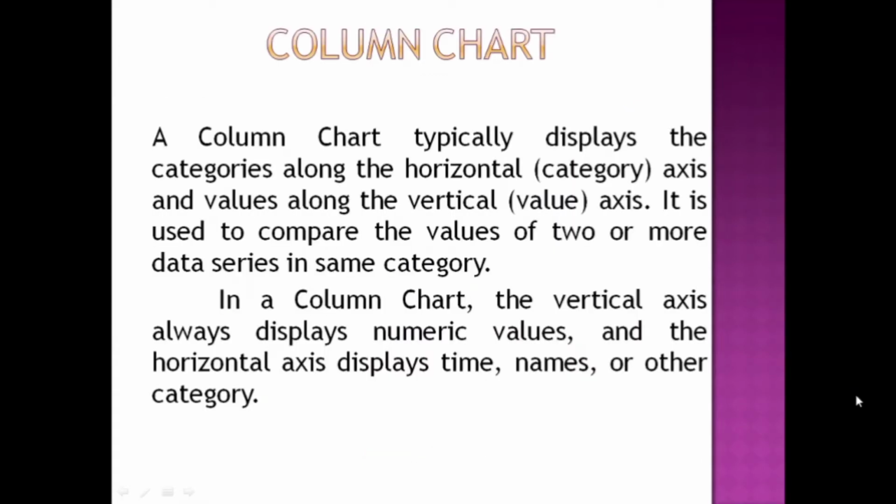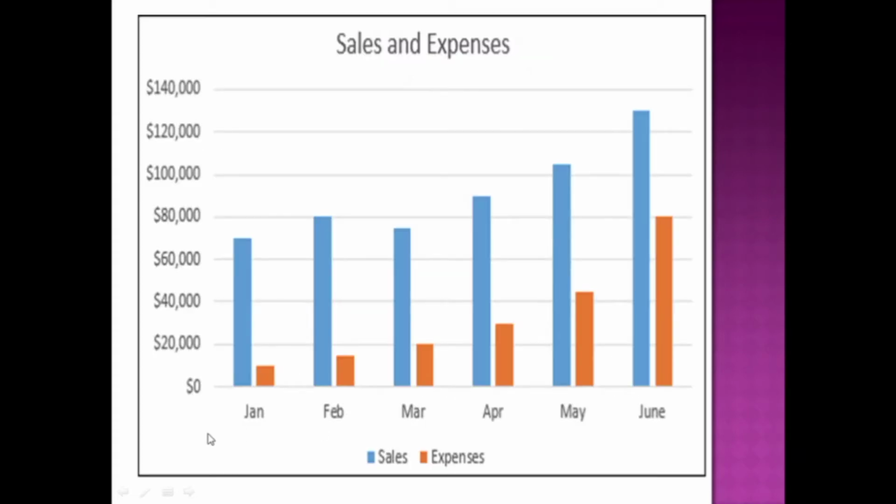Now, the main use of a column chart is that it is used to compare the values of two or more data series in the same category. In a column chart, the vertical axis always displays the numeric value, as I have already shown you. The vertical axis shows the numeric value and the horizontal axis displays the time, name or other categories. This one is the numeric value and this is the other categories like the month, time et al.